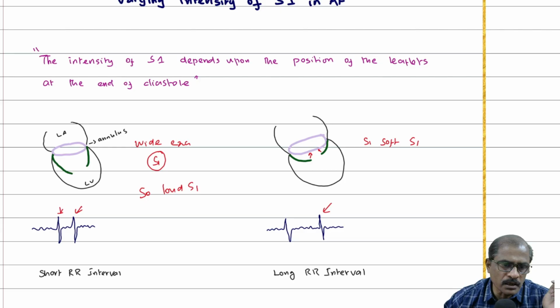So in short RR interval, the intensity is loud. That means the S1 is loud. In long RR interval, the S1 is soft.